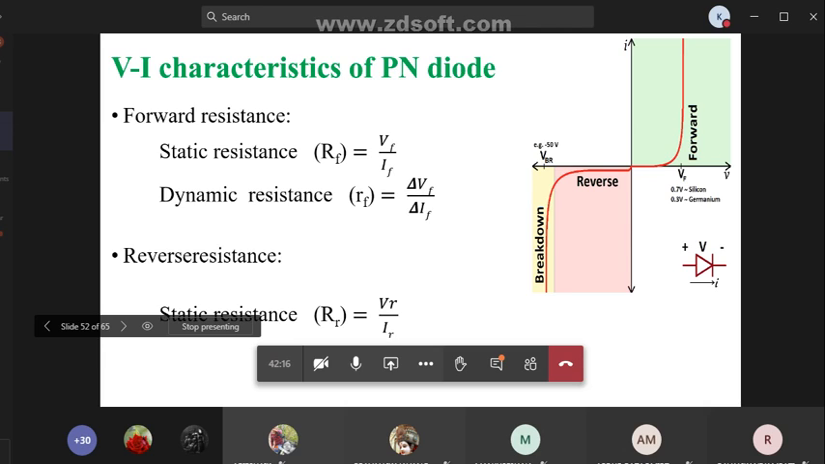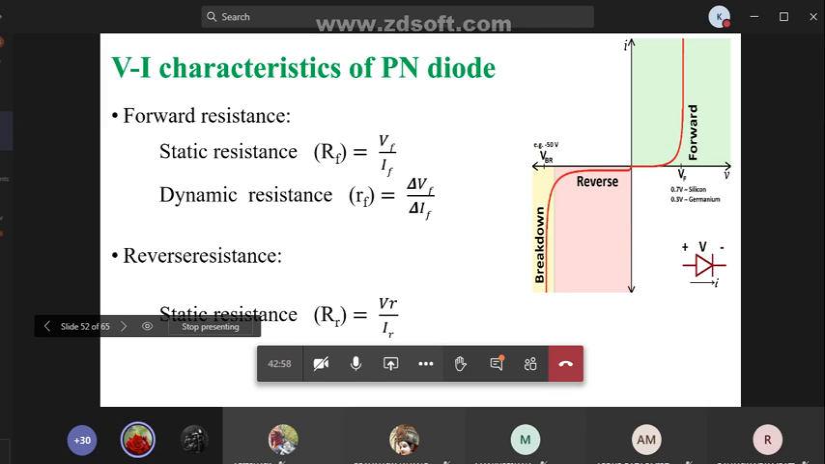So how to calculate dynamic resistance or AC resistance? Here in forward bias, it is the ratio of the change in forward voltage to the change in forward current. Here delta represents change in. So in forward bias we have both static and dynamic resistance. Static resistance is the ratio of forward voltage to forward current, and dynamic resistance is the ratio of change in forward voltage to change in forward current, right?